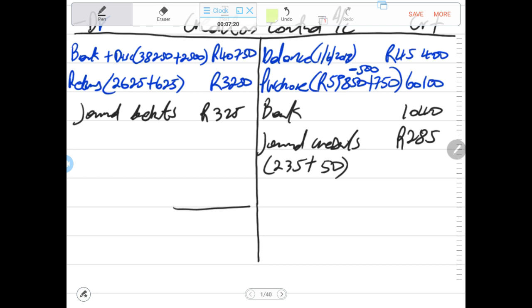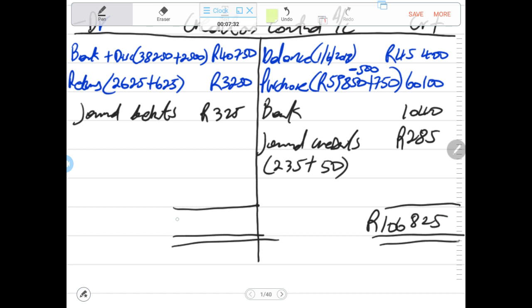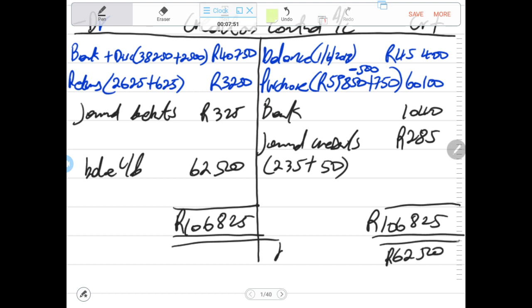Then we can have our total here, total of the bigger side, which is 106,825. You can verify that total, 106,825. Then our balance carried down will give us 62,500. Balance brought down 62,500. This is balance brought down.